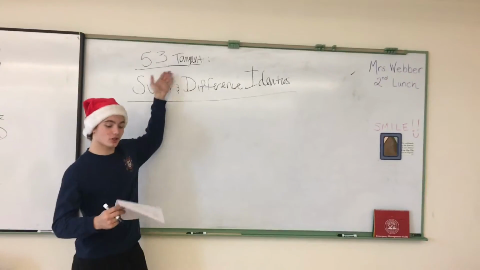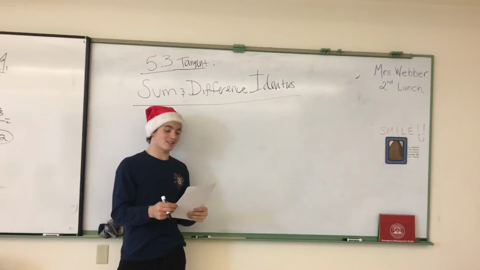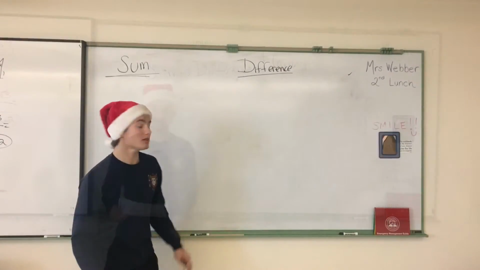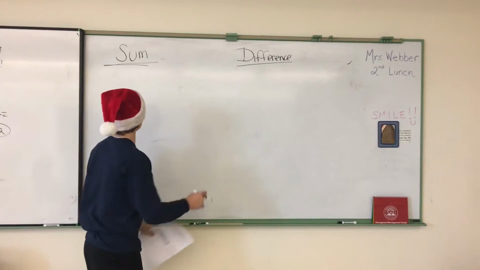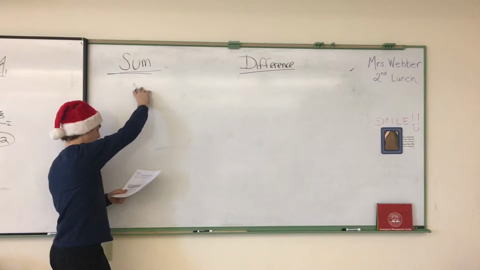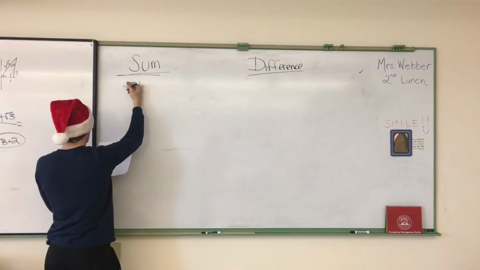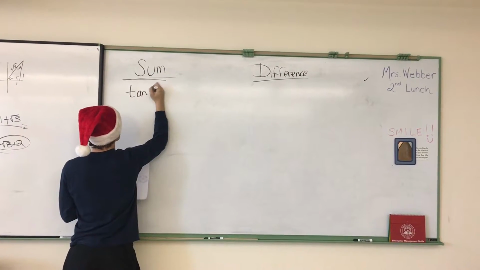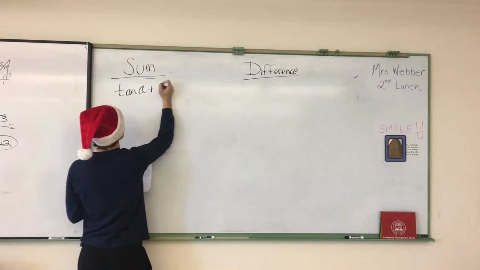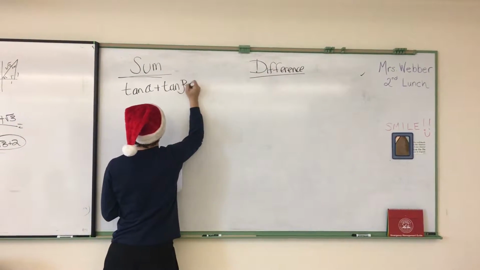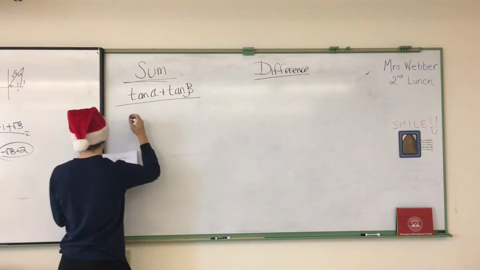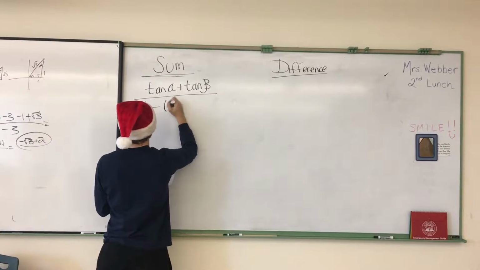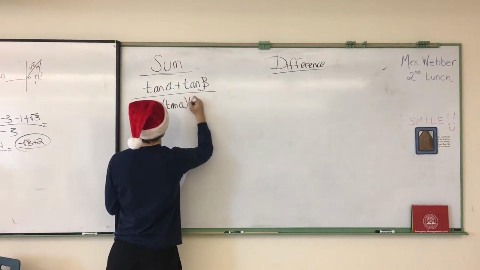For 5-3 tangent sum and difference identities, our objective is to develop and use formulas for the tangent of a sum or difference of two angle measures. For these, we have two different formulas here. If you're going to add the two angles together to receive your sum, you take the tangent of your first angle, which is called alpha, and then you add it to the tangent of your second angle, which is called beta. And then it's all over 1 minus, it's different here. And then you take the product of tangent A and tangent B.